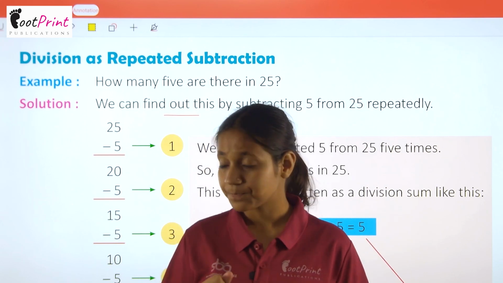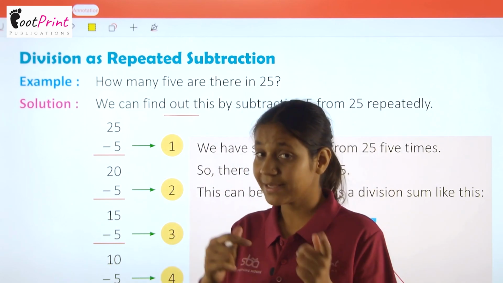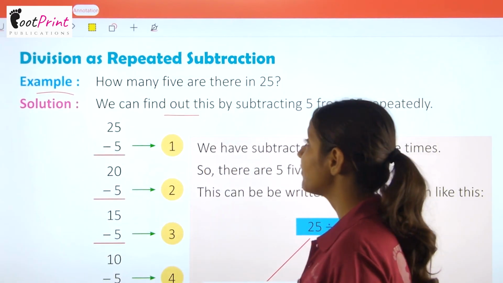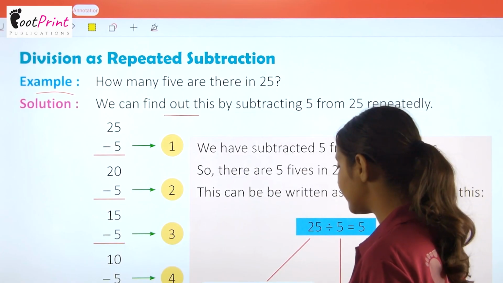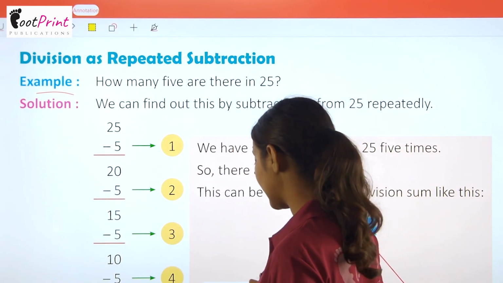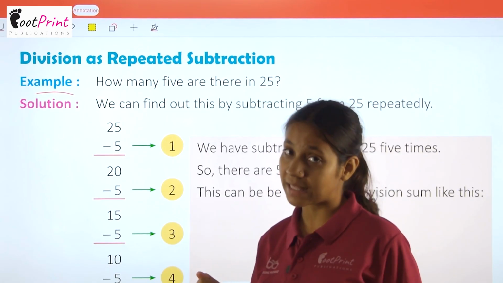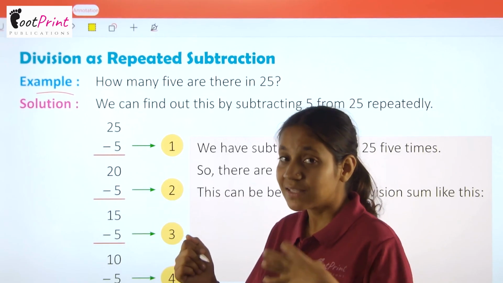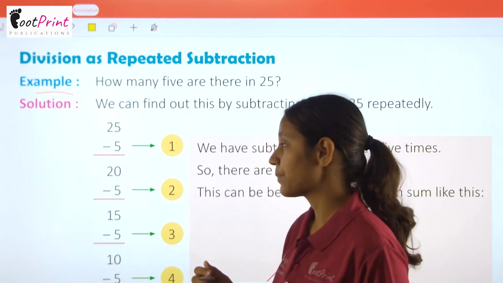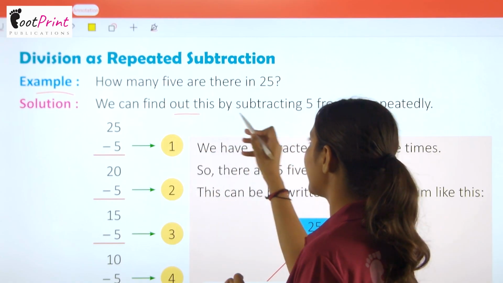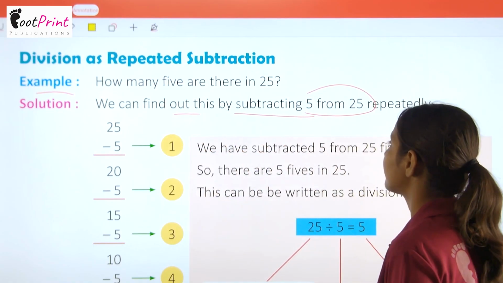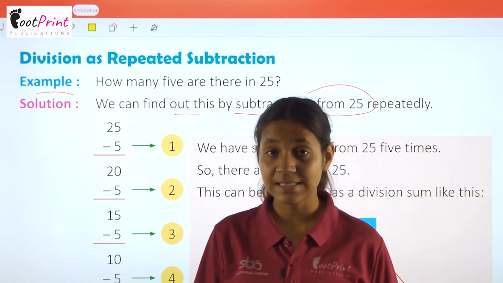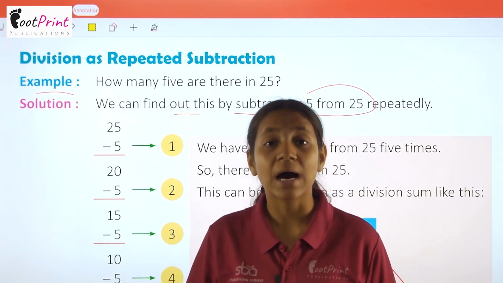Okay? So let's make it more clear with our example. Example is, how many 5 are there in 25? हमारे पास एक वैल्यू है that is 25. अब बताइए कि 25 में कितने 5 है? 25 कितने 5 से बनकर मिला है? We can find out this by subtracting 5 from 25 repeatedly. So repeated subtraction means एक ही नंबर का बार बार subtraction होना.